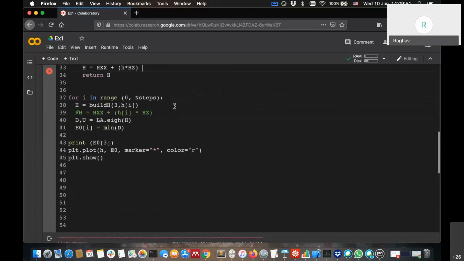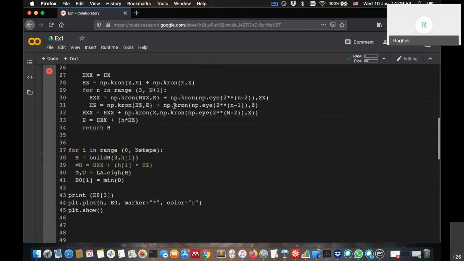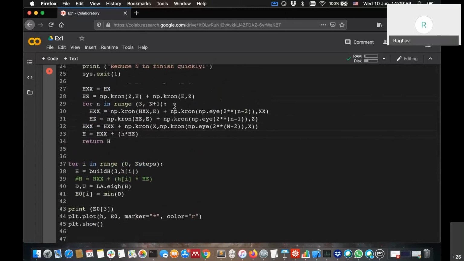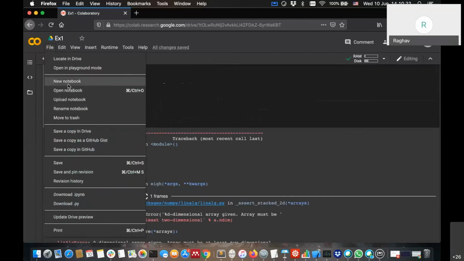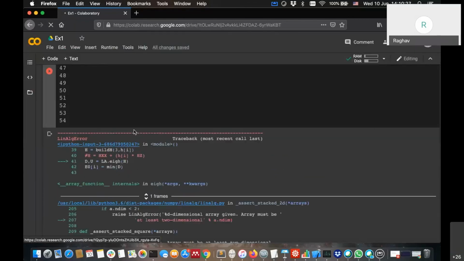Okay, I'm coupling X operators at different spin sites. Let's see, HXX comma E 2 to n XX. Oh, I see. Okay, I don't know why this is not working. Actually, you know what? I should have this already lying somewhere. We'll just use that.